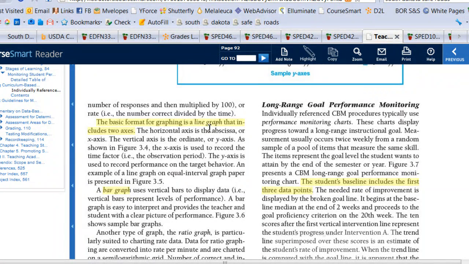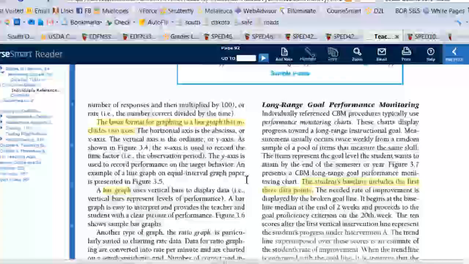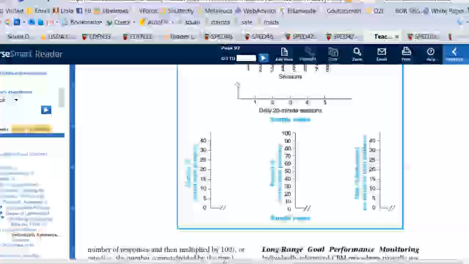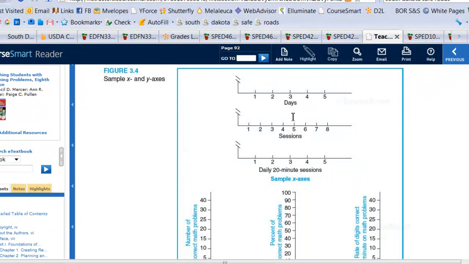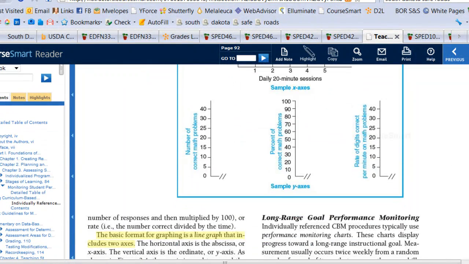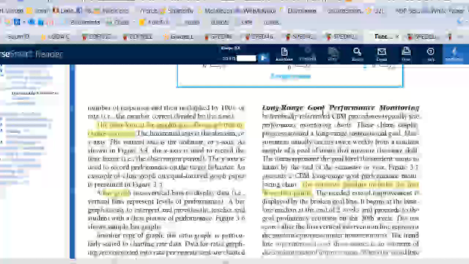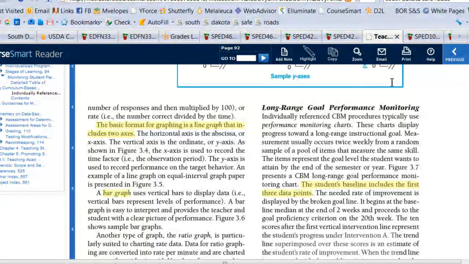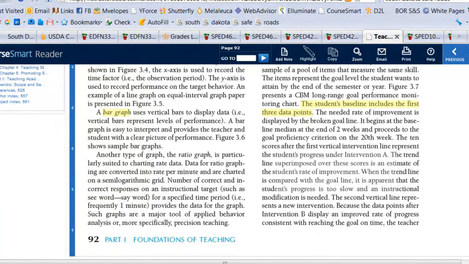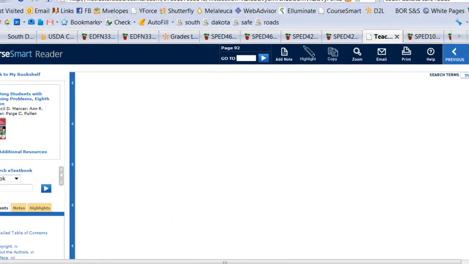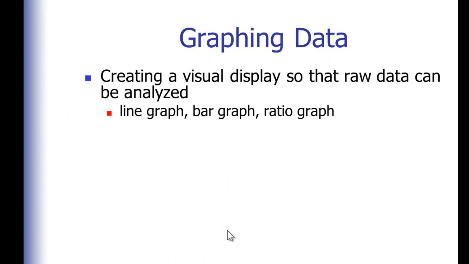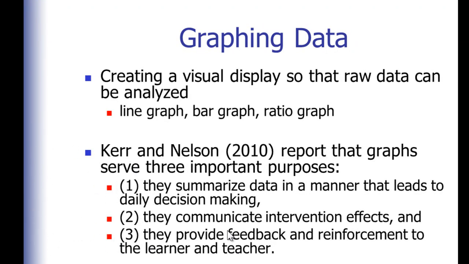The basic format of graphing is a line graph. You know, line graphs, 2 x's. Then there's a bar graph. The line graphs look like this, and you can plot it either way. Your 20-minute sessions. There are some other ones over here too, but your long-range goal monitoring comes from these line graphs. Students' baseline includes the first 3 data points. If you're familiar with baseline, you simply start out, and I put this on here also. You have a line graph, a bar graph, a ratio graph.